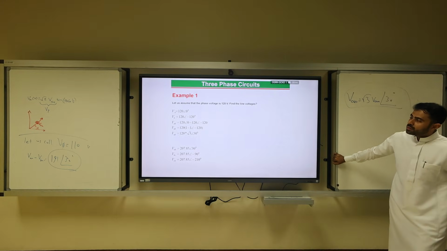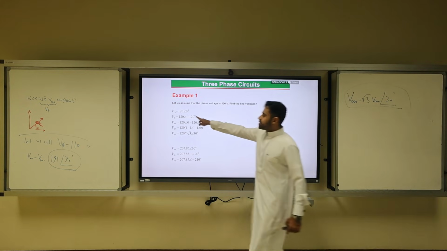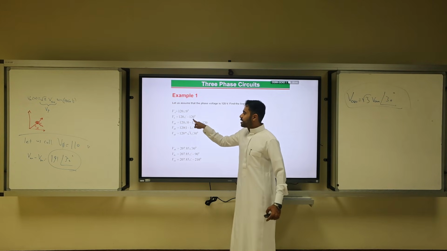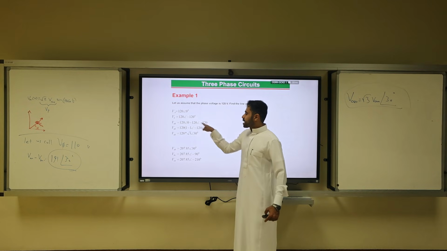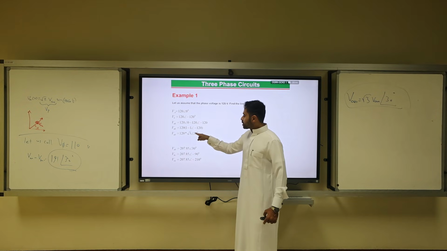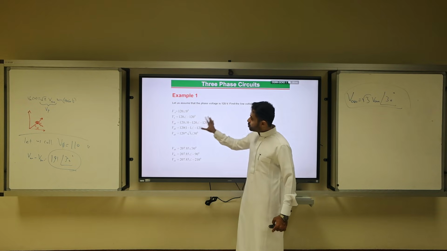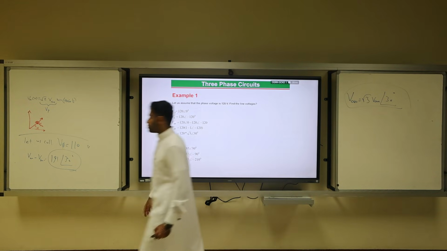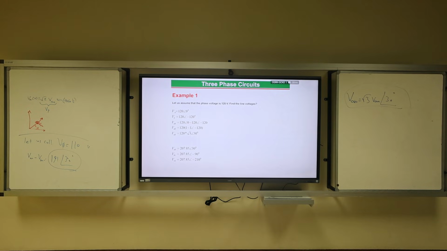Example. For 120 volts, VA is 120 angle 0. VB is 120 angle minus 120. VAB, you subtract both of them, then you should get that number. VBC, do you need to repeat the calculation? No. Subtract 120, that's minus 90. Subtract 240, that's minus 210. I want you to know how to do this example at home. Unless otherwise specified, positive sequence.